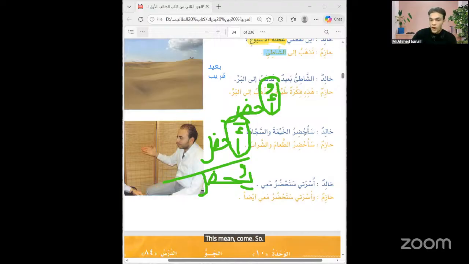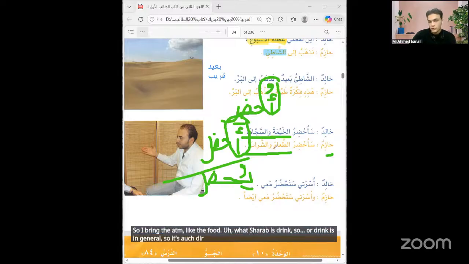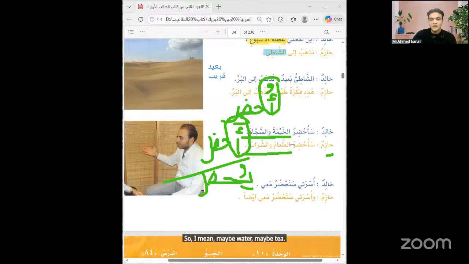So سأحضر الخيمة, I will bring the tent, والسجادة. Sajada is a carpet to stay on. So والسجادة, the carpet. And then Hazim said سأحضر الطعام والشراب. I will bring the الطعام, the food, والشراب is drink, or drinks in general. And of course he means here halal drinks, guys, maybe water or tea, something like that. And then Khalid said أسرتي.